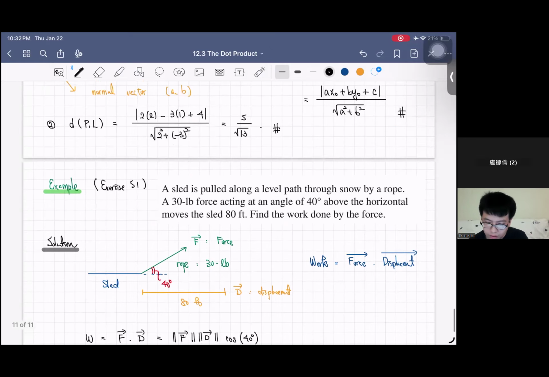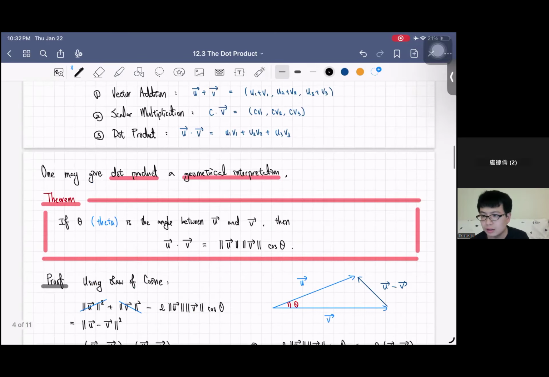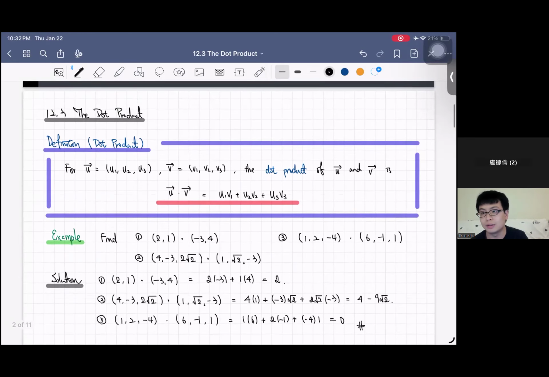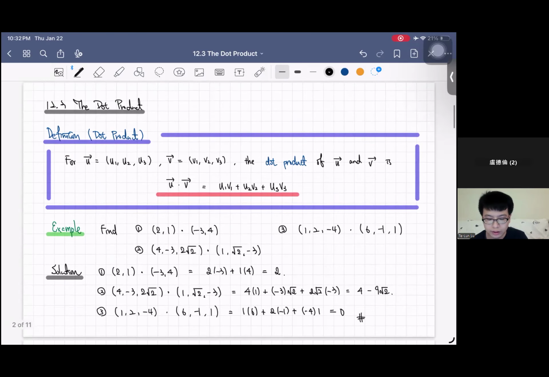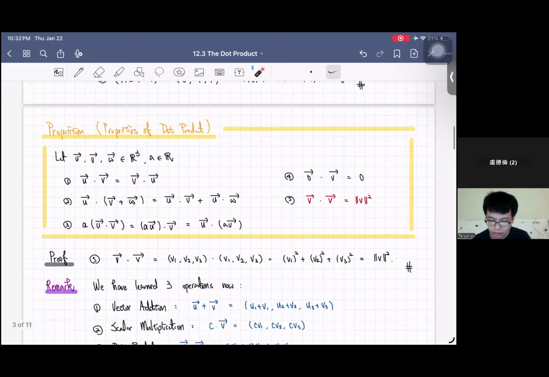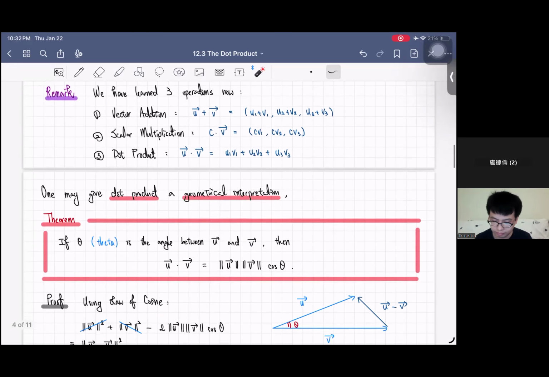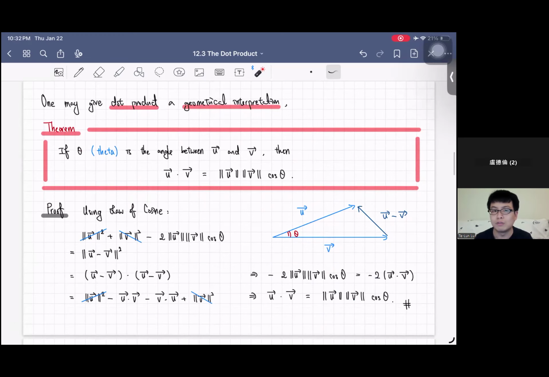Right. So having gone through these examples, let us quickly review what we have done. So we are defining dot product in this lecture, and we have introduced several properties of the dot product. First of all, the algebraic definition of dot product is simply multiplying each entry together and then adding those three things up, or two things, depending on what dimension. There are several properties, but the most important one is that if you take dot product between V and V, you get the square of the magnitude of V. And this is a very, very important formula.